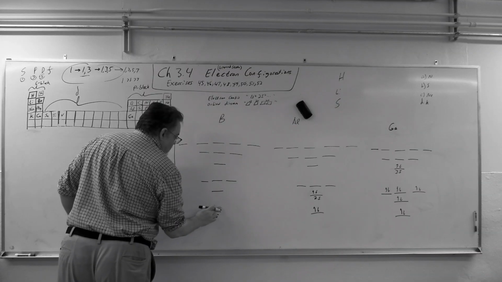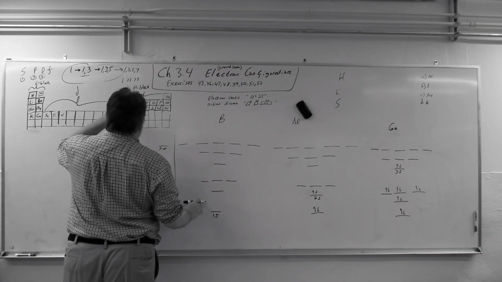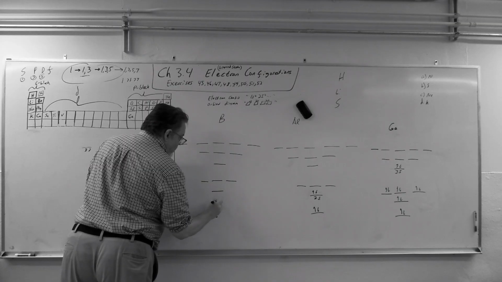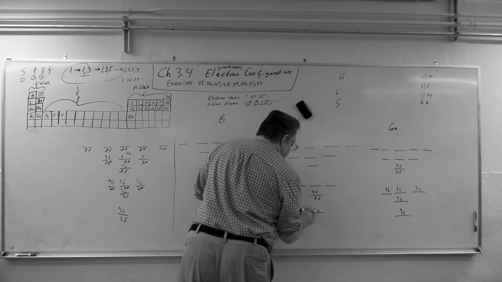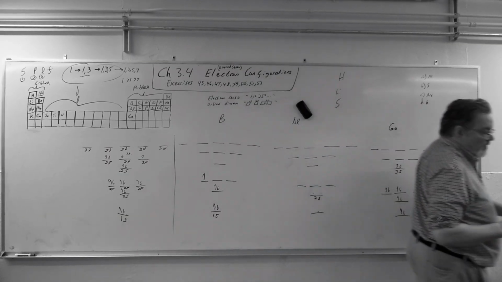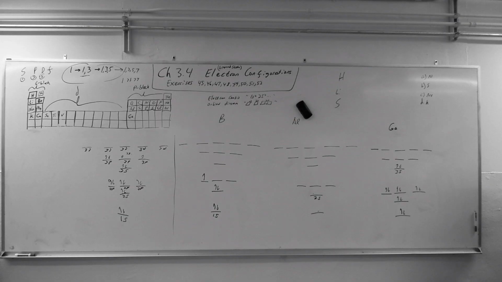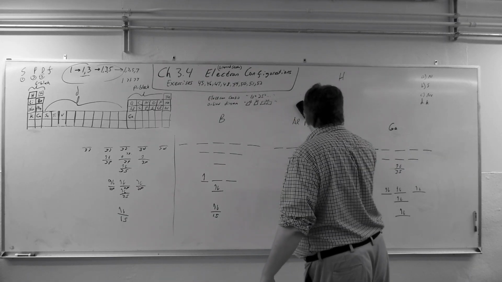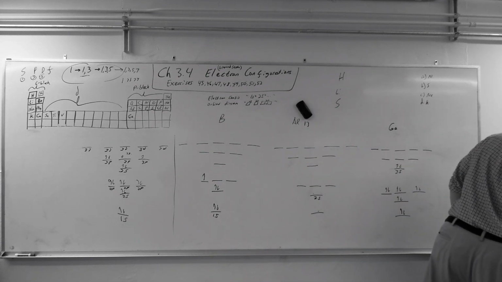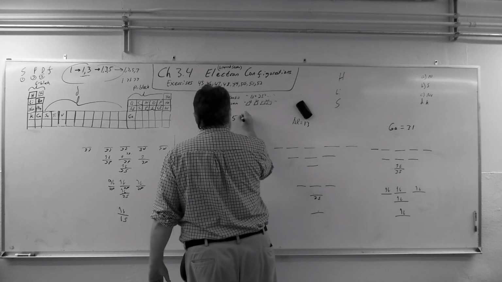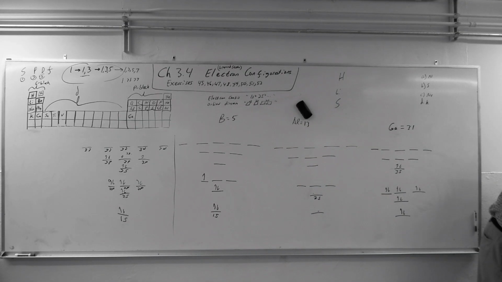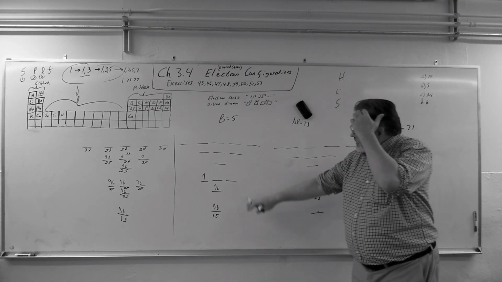All right, boron. 1, 2, 3, 4, 5 electrons. There's boron. Aluminum. Do you need the periodic table for those numbers? Boron, there's 5. Aluminum, 13. Gallium is 31. So let's do aluminum. That's 5. Now we need to do 13.